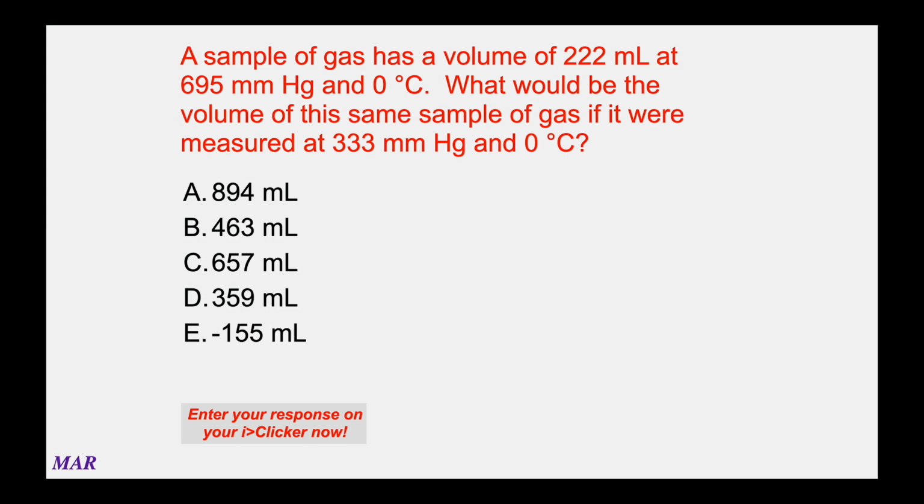A sample of gas has a volume of 222 milliliters at 695 millimeters of mercury and 0 degrees Celsius. And the question is, what should be the volume of the same sample of gas if it were measured at 333 millimeters of mercury and 0 degrees Celsius? So see if you can work on this question. Pause the video and you can work on it. And when you're ready, you can unpause it. We'll talk about the answer. Pause the video now.